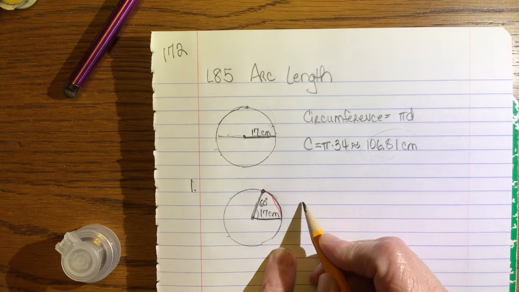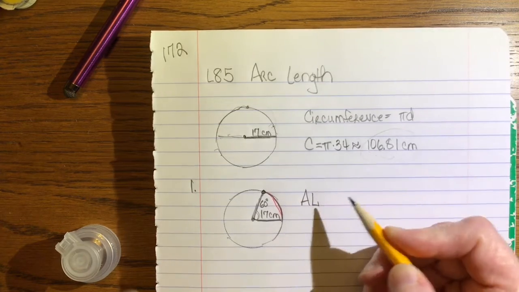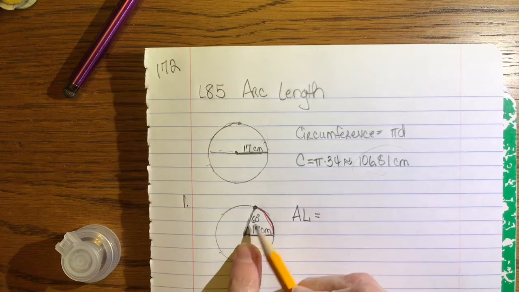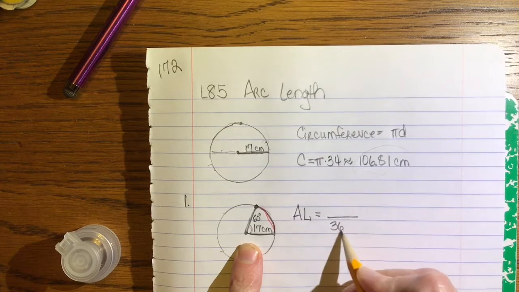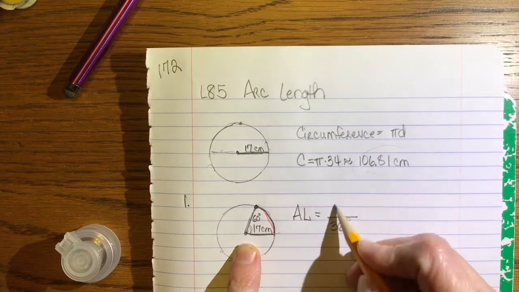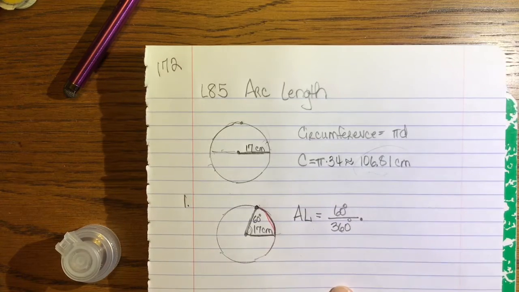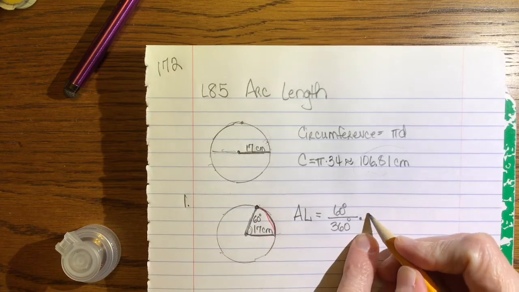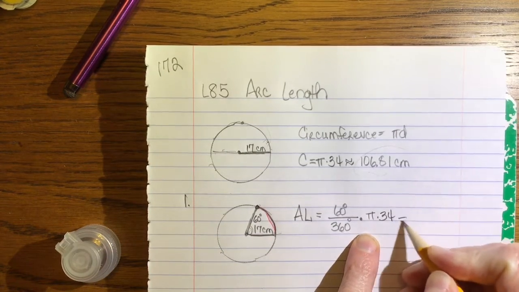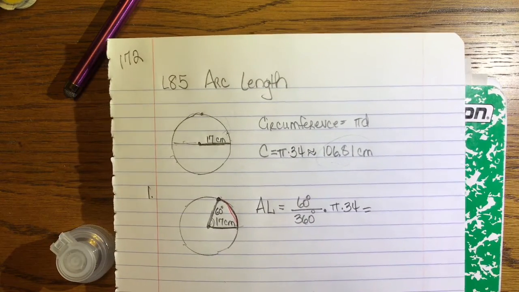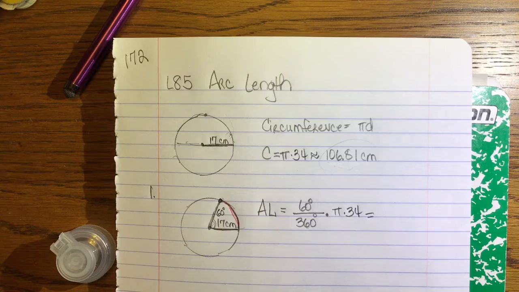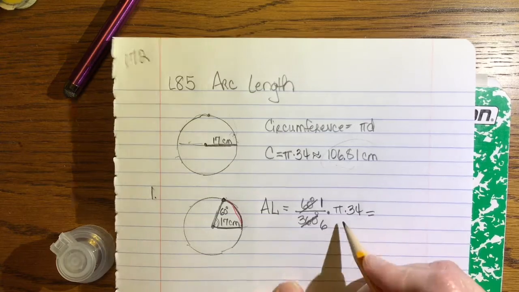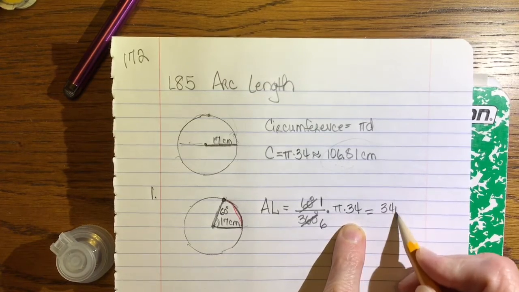And this is called arc length, and we'll just call it AL. That'll probably be an easy name for it. Is equal to, now I want to know what part of this is of the whole circle. Well, I know the whole circle is 360 degrees, and I know this part of the circle is 60 degrees. And then I know that the whole thing was pi times d. Now I am going to do some reducing before I make it a decimal, because sometimes they leave them exact. And I can reduce the 60 and the 360 to 1/6. And I will get 34 pi over 6.